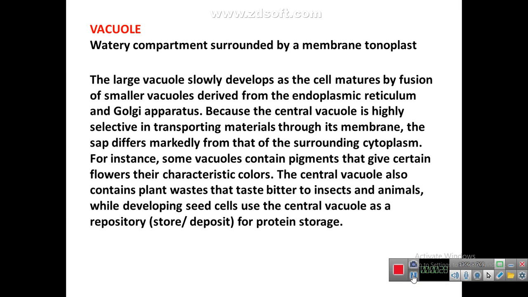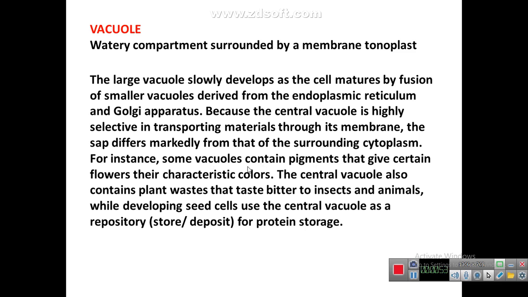From the endoplasmic reticulum and Golgi apparatus, many small vacuoles are derived that later on, by means of fusion, result in the formation of a large vacuole. The vacuole's membrane, the tonoplast, is highly selective in transporting material across it. Because of this, the sap, fluid or liquid present inside the vacuole is different in composition from the surrounding cytoplasm.